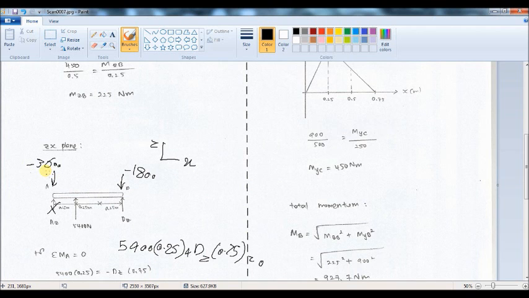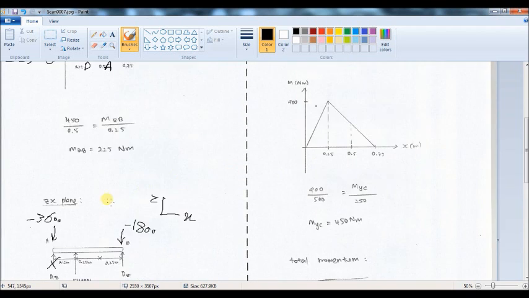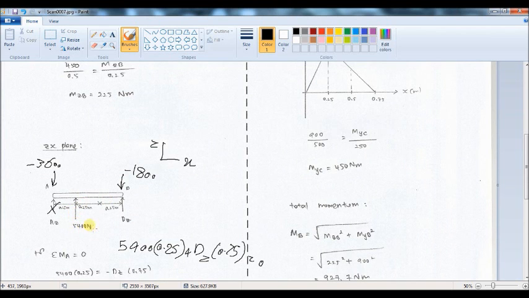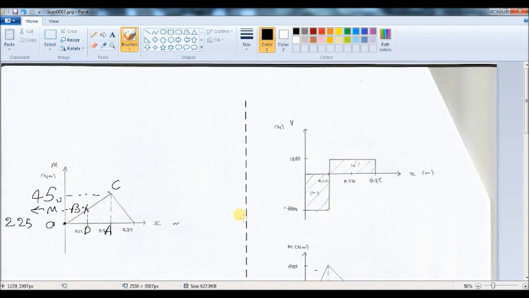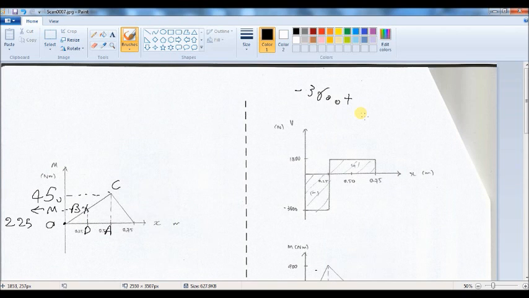Okay, similar to xy plane, again I will draw the shear diagram, and at location A, as you can see, we have negative 3,600, right? We will continue up to the location of the next load. Then we have negative 3,600 plus positive 5,400.